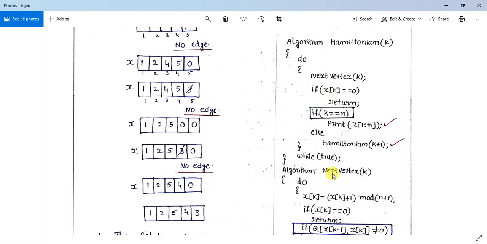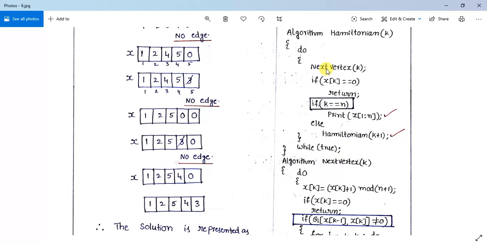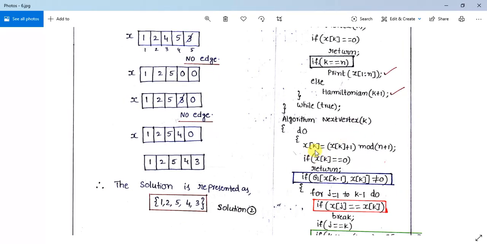Let us quickly see the algorithm. Here you are going to call next vertex of k. x of k equal to x of k plus 1 mod of n plus 1, that is, you are going to visit the next index. If x of k equal to 0, return. Then, if g of x of k minus 1 comma x of k not equal to 0, what is the meaning here? What is this condition checking?